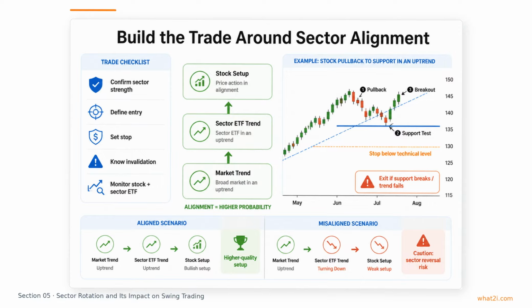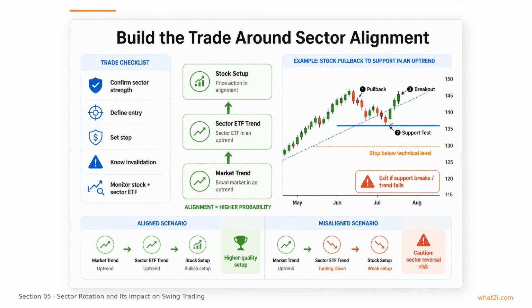Entry might come on a pullback, a support test, or a breakout, but the decision should still make sense within the sector's trend. The stop belongs below a logical technical level where the setup would be invalidated, not just where the trader feels uncomfortable. Just as important, you should monitor both the stock and its sector ETF during the trade. If the stock looks fine but the sector starts to weaken sharply, that is information you should not ignore. Alignment improves trade quality, but it also needs to be monitored continuously.